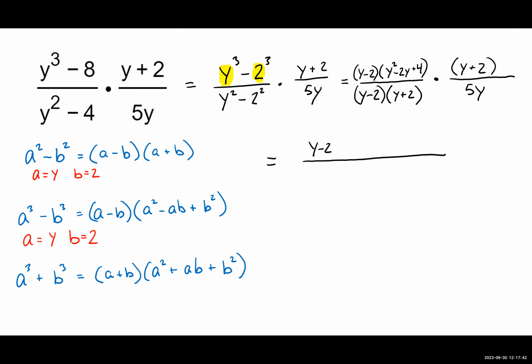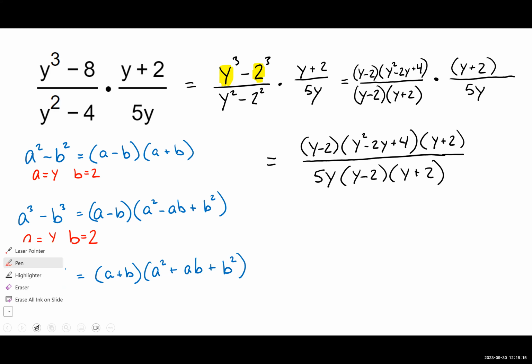We've got a y minus 2. We've got a y squared minus 2y plus 4. And we've got a y plus 2, right? That's top times top. And then bottom times bottom. I usually put the parentheses last, so I'll put the 5y out front. It doesn't matter if you put it at the end. Y minus 2, y plus 2. Okay, so we factored the top, we factored the bottom, we've multiplied top times top, we've multiplied bottom times bottom, and now it's in perfect form to start canceling things out.